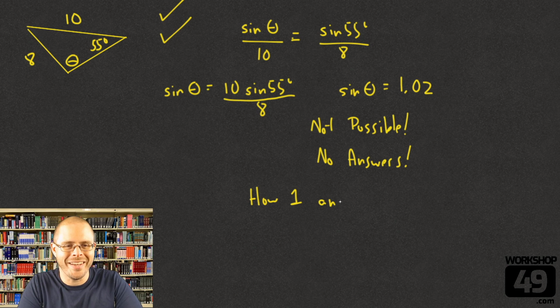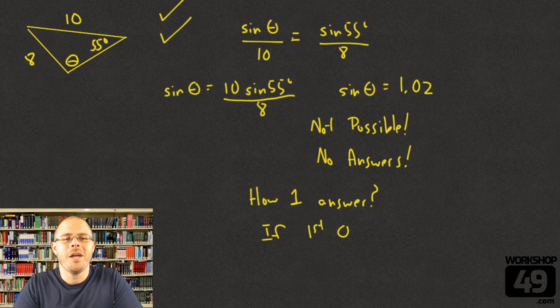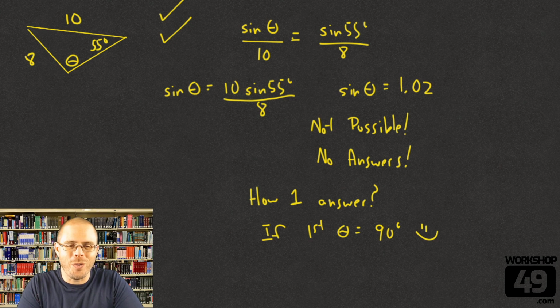How do you get 1? How do you get one triangle if there's two possible triangles? And the simple answer is if the first theta is 90 degrees. If that first theta is 90 degrees, you plug it into your equation to get the second theta, and it's just 180 subtract 90, which is 90, and it just gives you the same triangle twice.